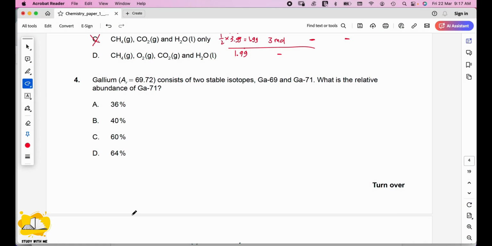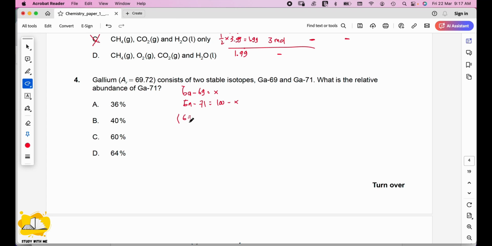For number four, you need to do a little bit of calculation. We have two isotopes, which are gallium 69 and gallium 71. Let me make an example: for gallium 69, let's say this is X, and for gallium 71, this will be 100 minus X. To calculate the relative abundance, let's plug them into a formula.